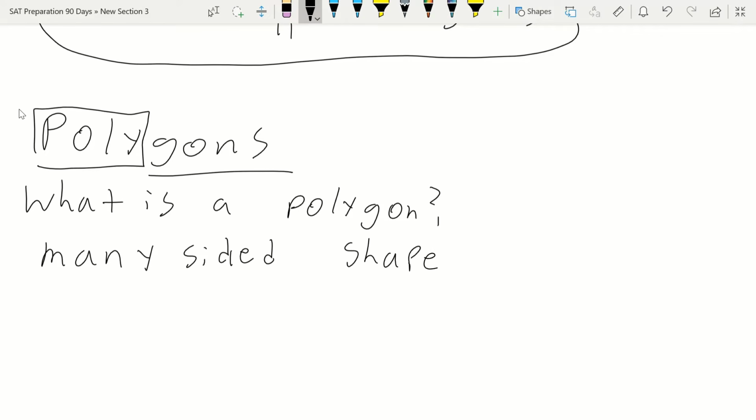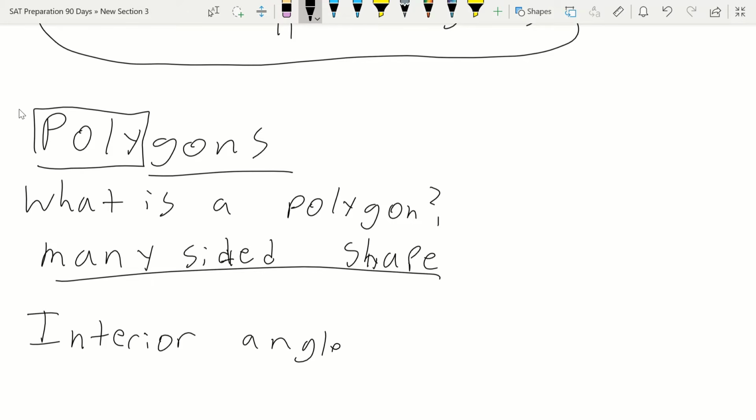There's no limit to how many sides it can have. Like I said, prefix poly means many. We're working with a many-sided shape. There's lots of sides to it. So there can be different polygons. It can have 5 sides, 8 sides, 10 sides, 15 sides, however many it wants. So the equation that we need to know for the SAT, why does this matter for the SAT? We need to be able to determine the interior angle. We need to know the interior angle of a polygon. We have to be able to determine that.